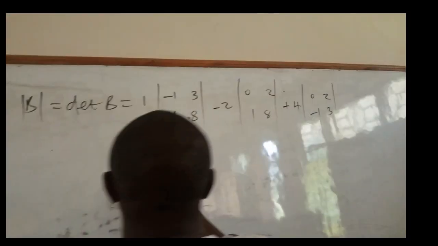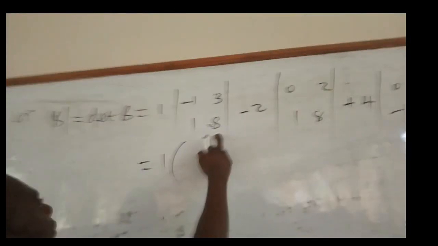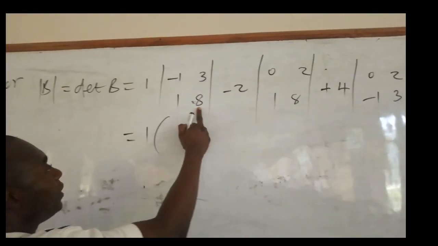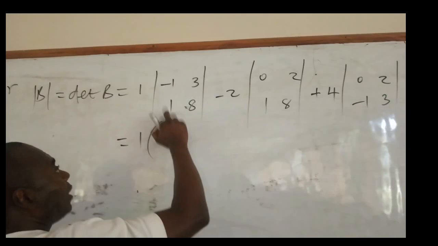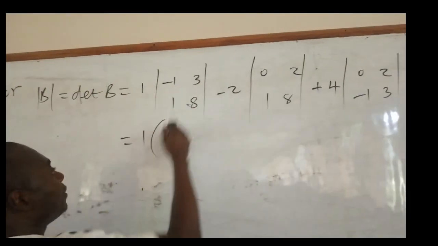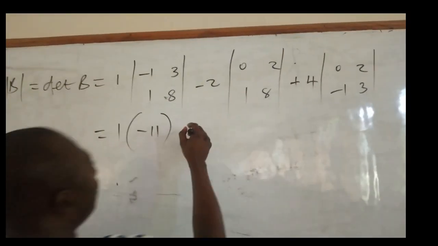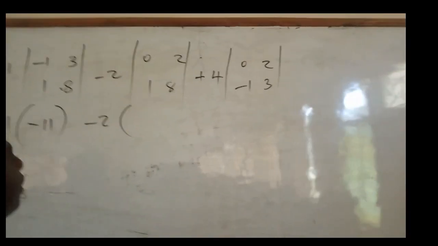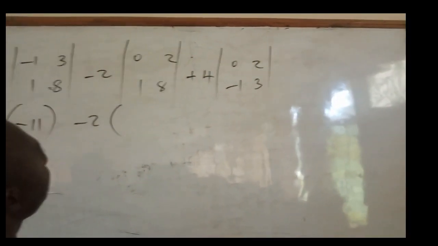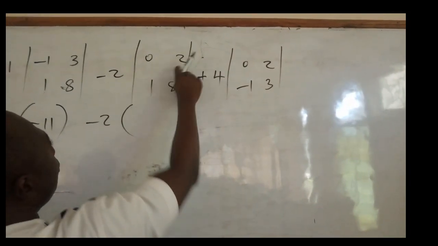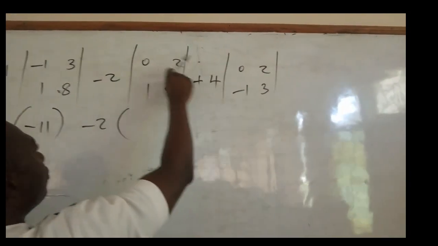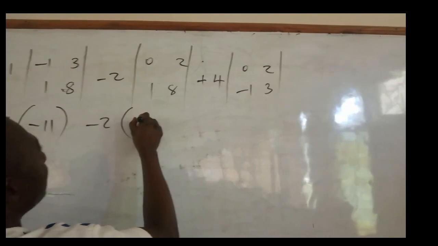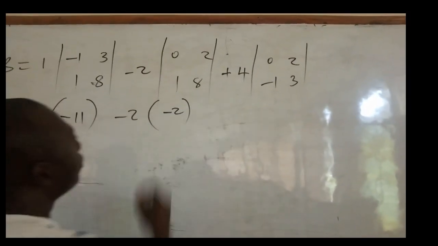Now let's check. This is 1. Negative 1 times 8 is negative 8, minus 3, which is 1 times 3. So you subtract it: negative 11. Negative 2: 0 times this is 0, 0 times 8 is 0, minus 2, that is 1 times 2 is 2. So 0 minus 2 is negative 2.